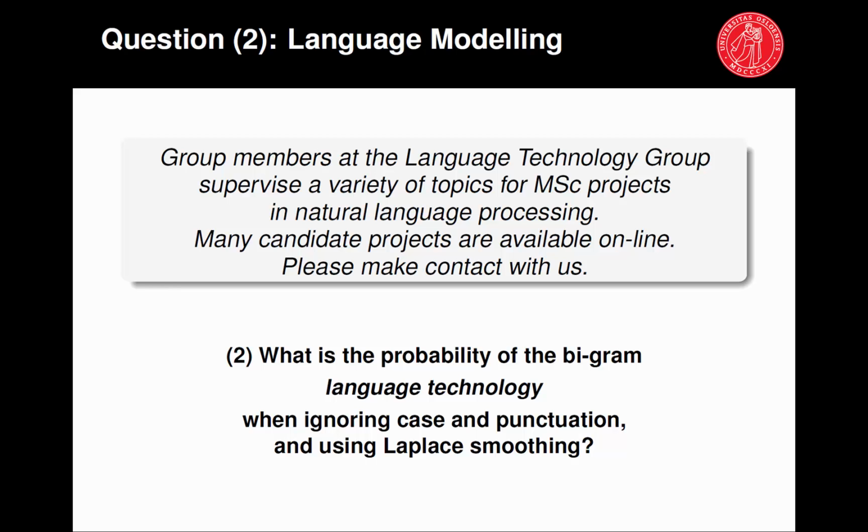So how do we compute the probability of bigrams? We count the occurrence of the bigram. Language technology occurs how often? Once. And normalize to the counts of the prefix, the conditioning context, technology given language. Language occurs twice. So without smoothing, language technology would have a probability of 0.5. Smoothing, we add 1 to the observed count. So that becomes 2. And we normalize by adding the size of the vocabulary. So 1 plus 1 over 2 plus, I think it's 28.